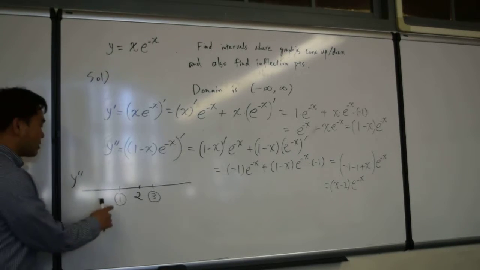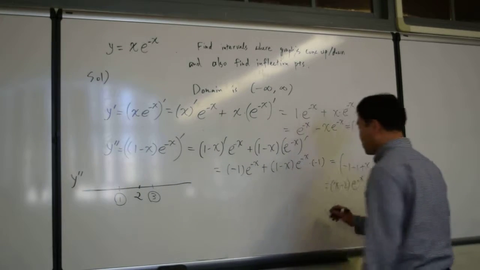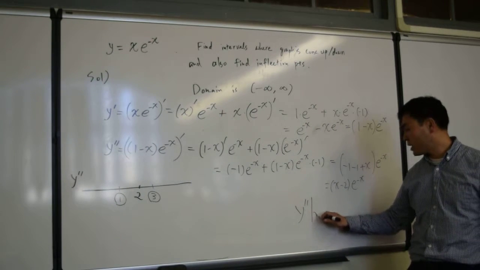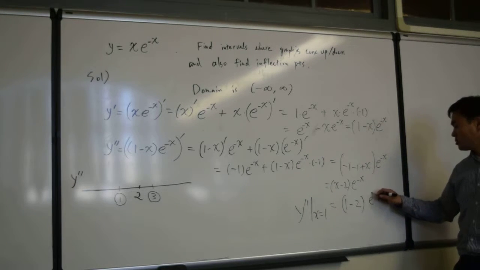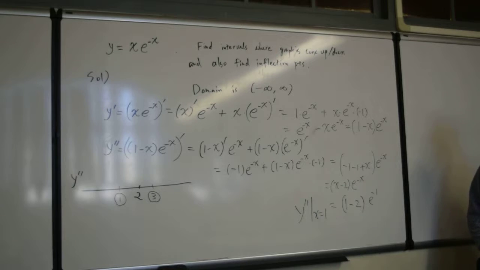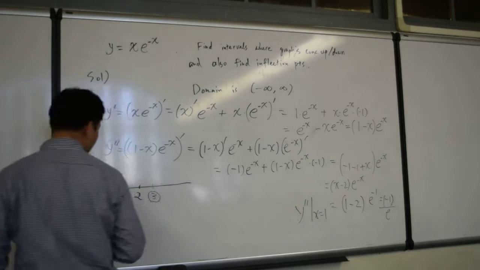Okay? So let's plug in 1. What happens if you plug in 1? What's y double prime when x is equal to 1? That's 1 minus 2 times e to the negative 1. 1 minus 2 is negative 1. And I don't know the value of e to the negative 1, but definitely e to the negative 1 means something over e. So you're dividing a negative value by a positive value, so it's negative. So we know that this is negative.